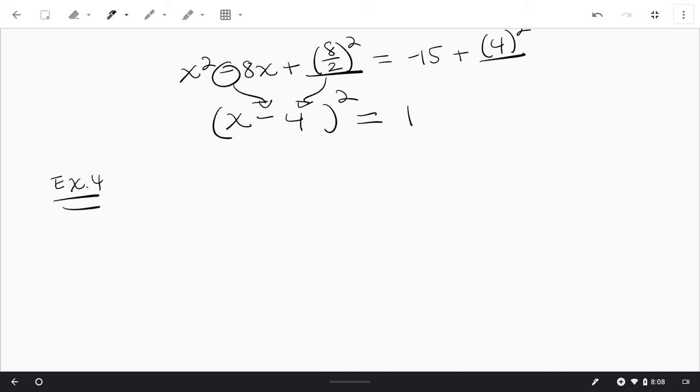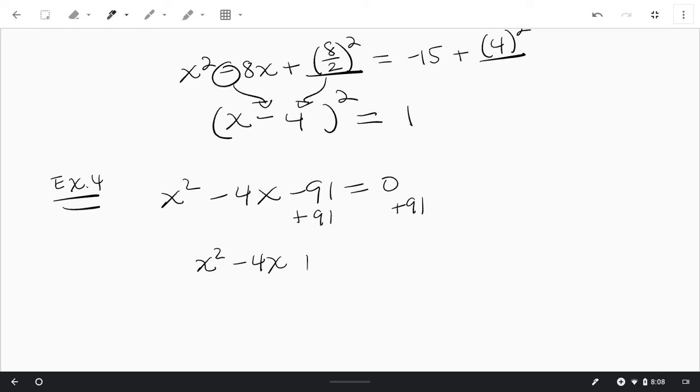And let's take a look at this next example. x squared minus 4x minus 91 equals 0. Okay, so I'm going to add 91 to both sides. So I have x squared minus 4x, and over here I have 91. Okay, so let's find that nice third term here.